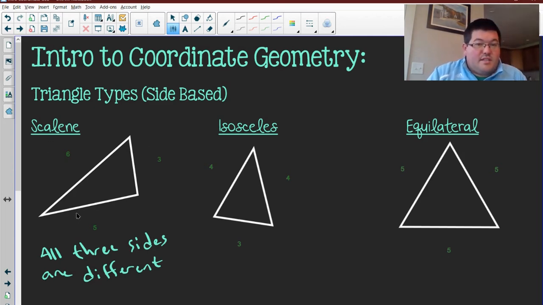What do you notice that is different about an isosceles triangle? Well, now all 3 sides are not different, right? We have 2 congruent sides. Okay, right? 2 of these side lengths are the same. This one is not, right? Or we might mark this triangle up with our congruence markers.